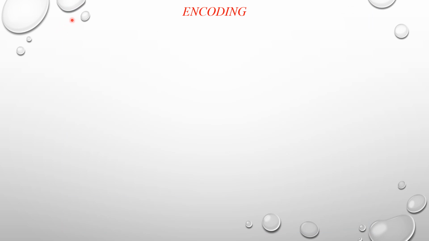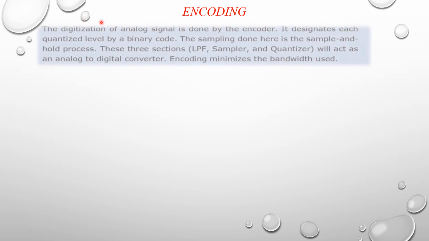In the PCM modulation technique, the output of the quantizer is applied to the encoder. In encoding, the digitalization of the analog signal is done by the encoder. It designates each quantized level by a binary code. The sampling done here is the sample and hold process. These three sections, low-pass filter, sampler, and quantizer, act as an analog to digital converter. Encoding minimizes the bandwidth used. The main function of the encoding process is to reduce the required bandwidth.